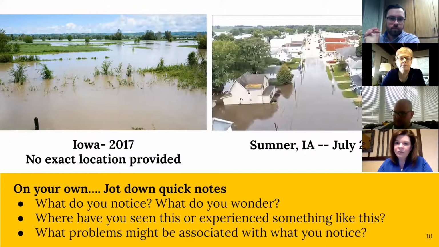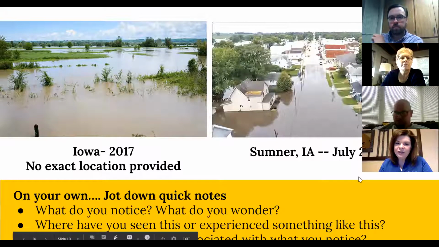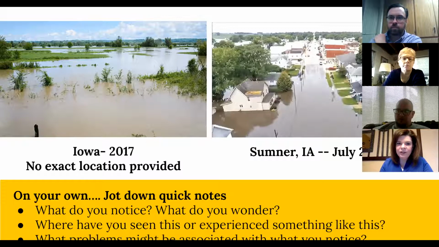What do you notice and what do you wonder about the two pictures that are on the top of this slide? Is it something that you've ever seen or experienced yourself? And is there anything that you would like to take notes about just based on those two pictures?